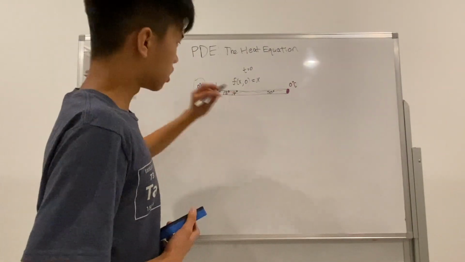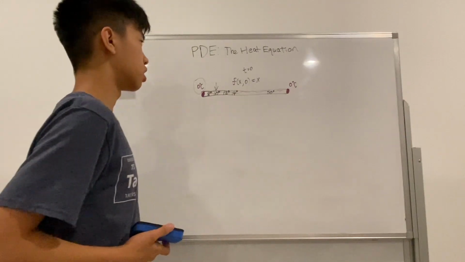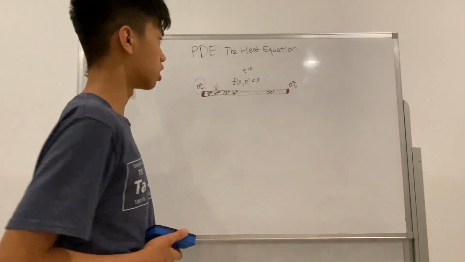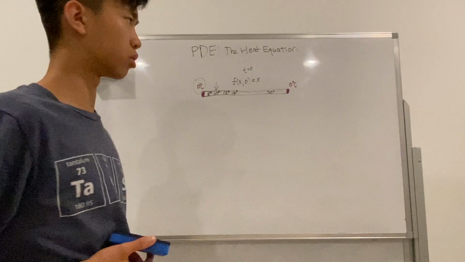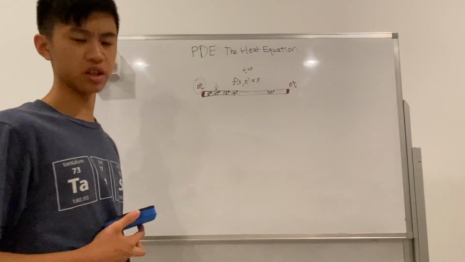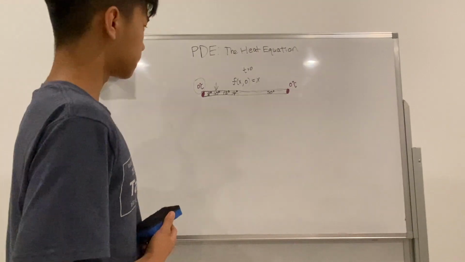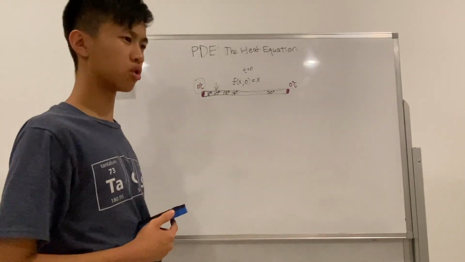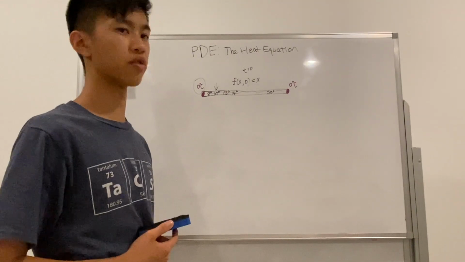And all this can be modeled with a differential equation with two independent variables instead of just one. And that kind of makes it tricky. So later in this video, we'll learn how to solve the heat conduction differential equation.